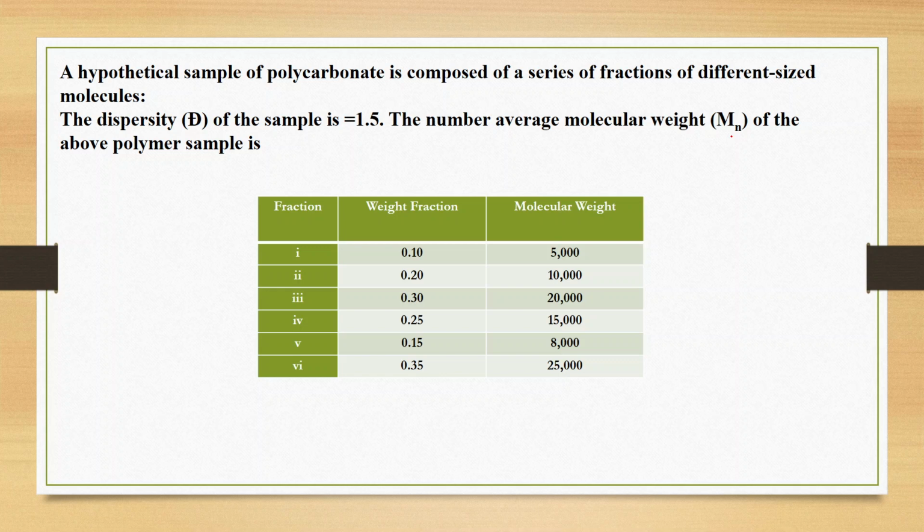I think we can only do up to this question. So it again states what values we are provided with. The dispersity value, or the polydispersity index, anything you can tell, is given as 1.5. The number average molecular weight of the above polymer sample is given here as well. You have to calculate the Mn value. The PDI value or dispersity value is given, and you are provided with weight fraction and molecular weight. So these are in your hands.